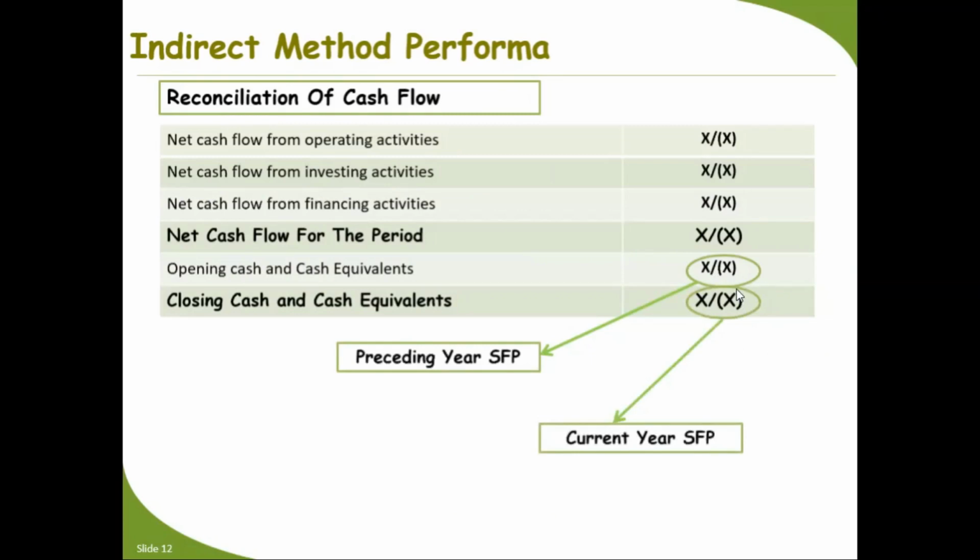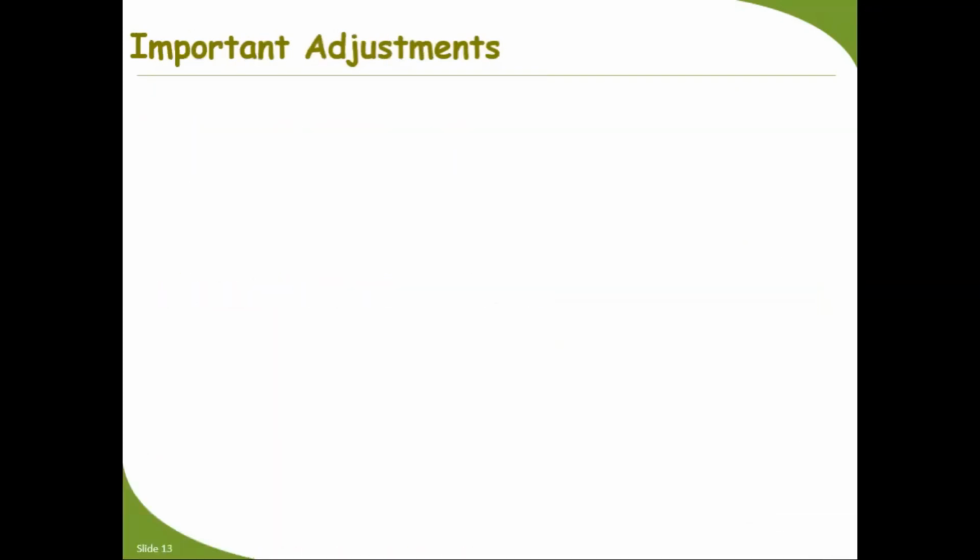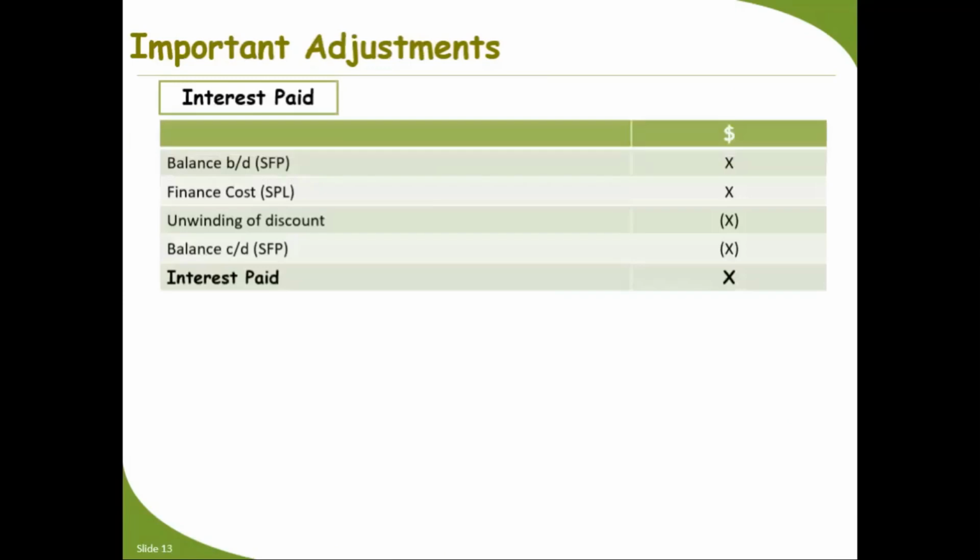These two items will be given to you in your statement of financial position. It would be in the preceding year SFP, and this would be in your current year SFP. You would be able to recognize them, and if by reconciling you are getting this figure, it means your cash flow statement is correct. Now, what are the major adjustments and how to calculate them?